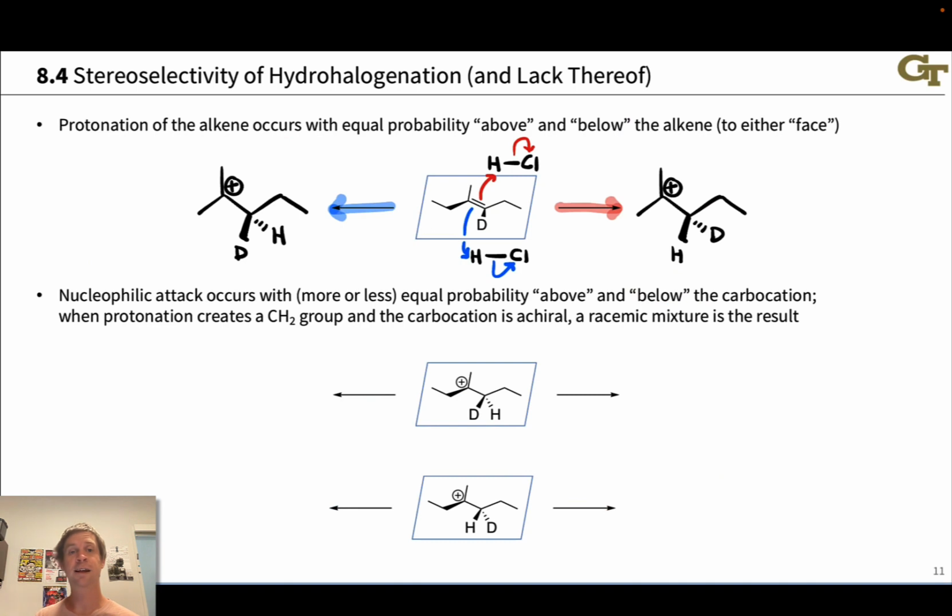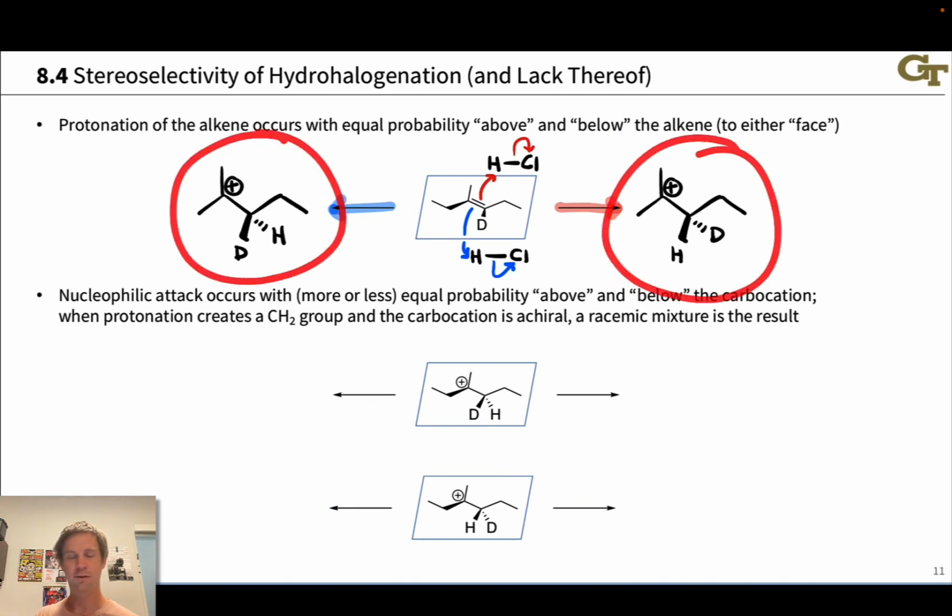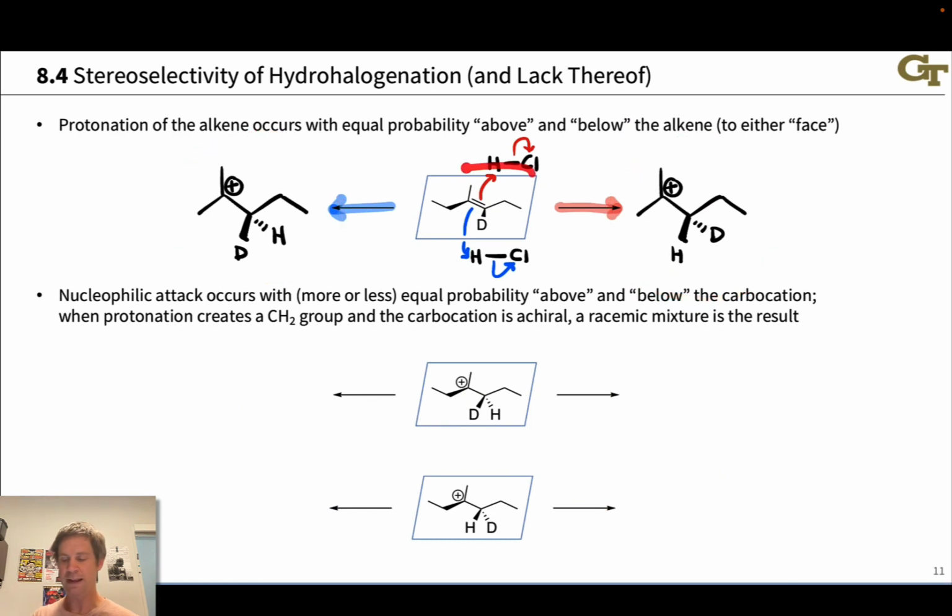And these cations are enantiomers, and that's worth checking on your own, actually, that these two are enantiomers of each other. Because we started with an achiral alkene and achiral HCl, we're going to get a racemic mixture, or an equal mixture, of these two enantiomers. Protonation of the alkene occurs with equal probability above and below the plane of the alkene.